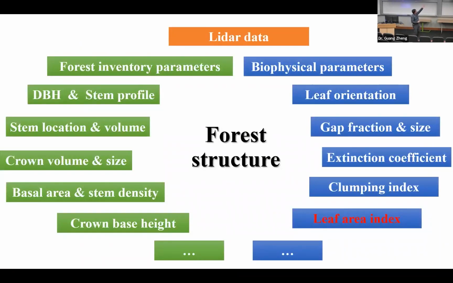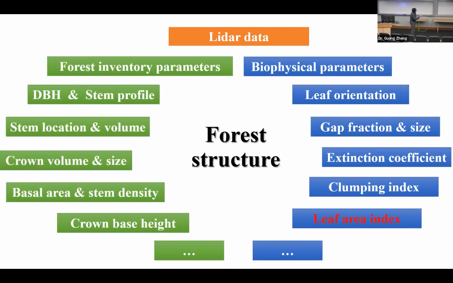On the left side, that's the green color. We call it the forest inventory parameters, including the diameter at breast height, the crown volume, crown size, or even the crown base height. All of those parameters can be used for biomass estimation. But the other side is the blue one. I call it biophysical parameters. All of those parameters are related to physiological processes, such as photosynthesis, and especially the leaf area index. Literally, it just gives you an idea of how many leaves we have in the forest canopy.